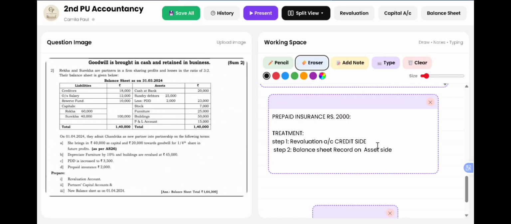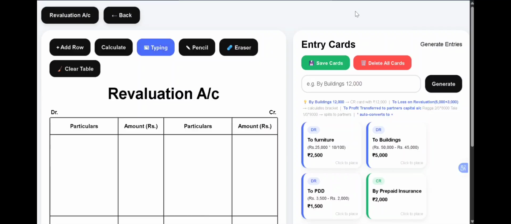Then the second step, we will write it on the asset side of our balance sheet. Since it is still not our liability, we write it on the asset side of the balance sheet. So this is the treatment for the adjustments given here in the question. Now let us see how to prepare the revaluation account with the given adjustments. Moving on to the revaluation account. So this is the format of the revaluation account.